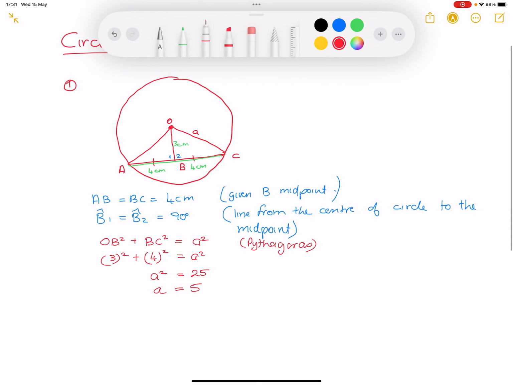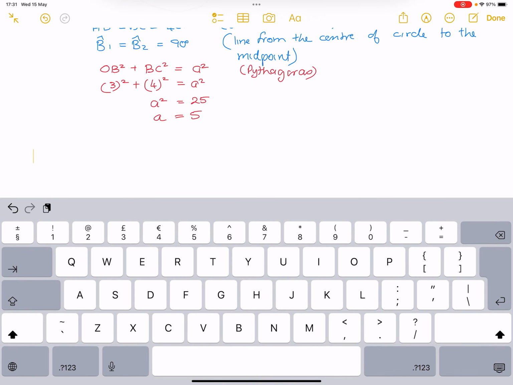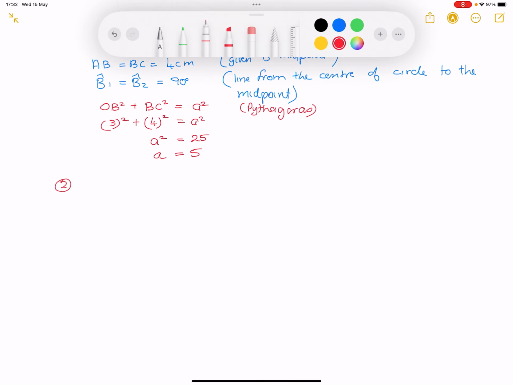Okay, the second one. All right. For the second one, you have the circle, and you have O, that is B, and that is G, and A, and C.